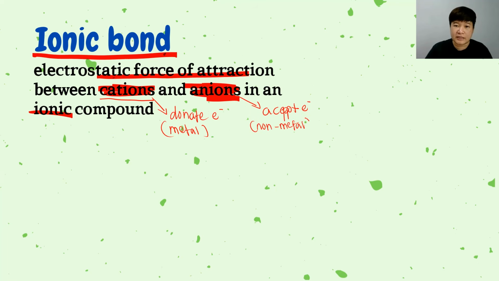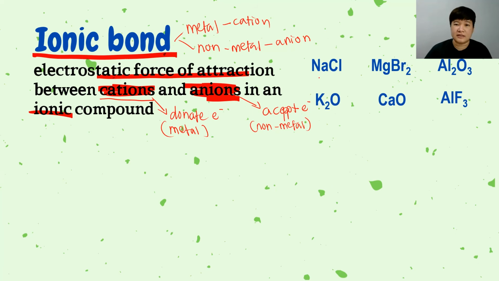So in other words, your ionic bond will normally form between metal and non-metal, where the metal will normally be cation and the non-metal will normally be anion. The metal will be donating the electron to the non-metal. Okay, the example of ionic compound that you can have is as simple as NaCl. So in the NaCl, you know that your Na is a positive one, your Cl is a negative one. So your Na will be donating 1 electron to the chlorine.